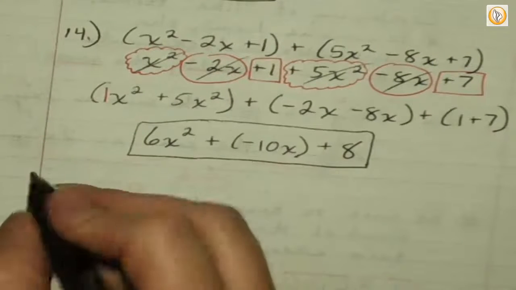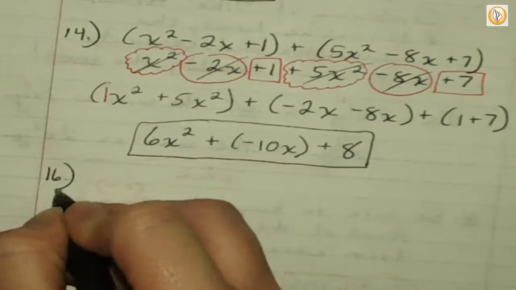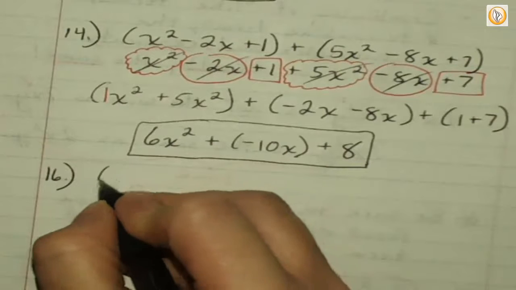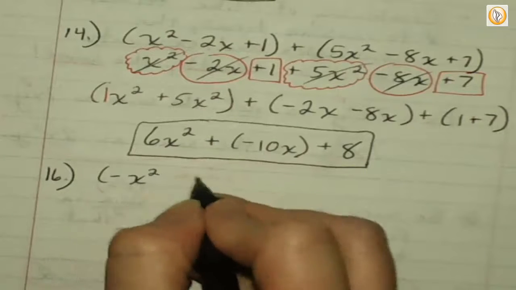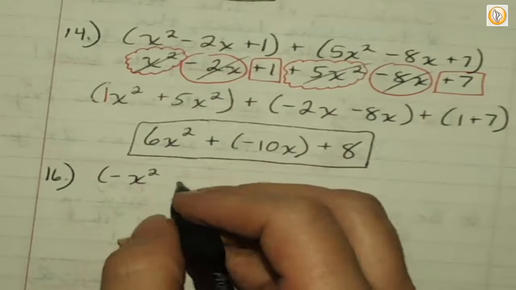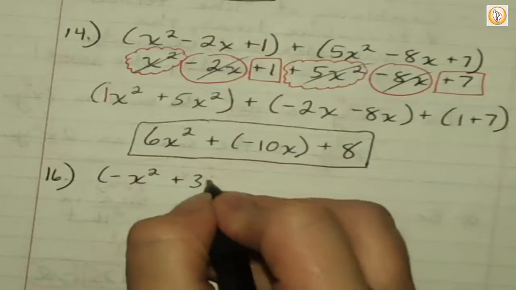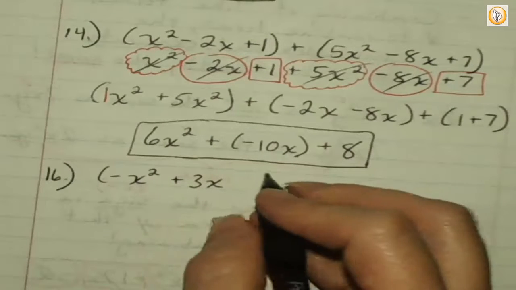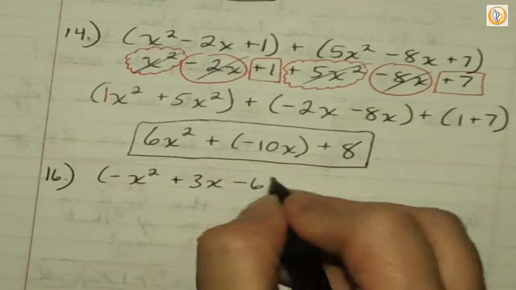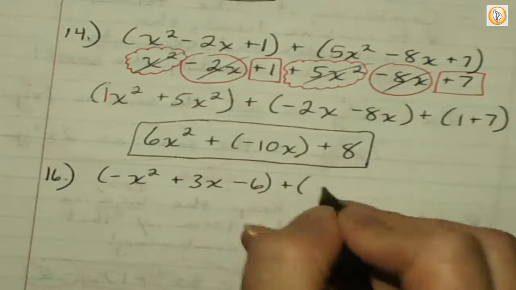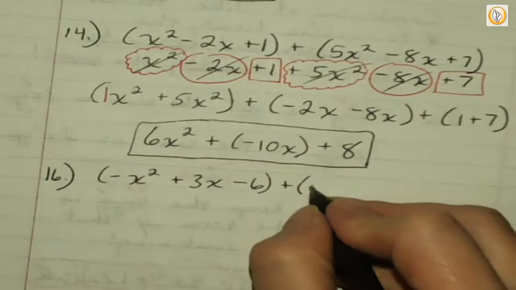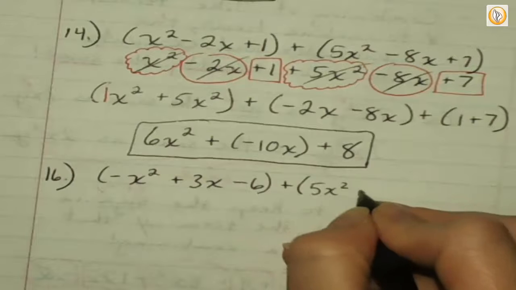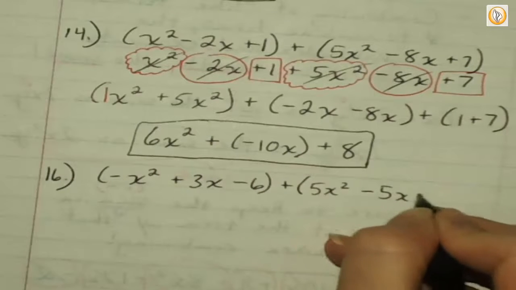All right, let's do 16. I have negative x squared plus 3x minus 6 plus 5x squared minus 5x minus 8.